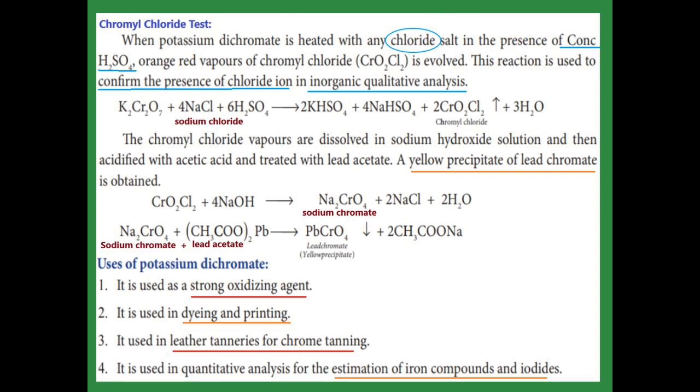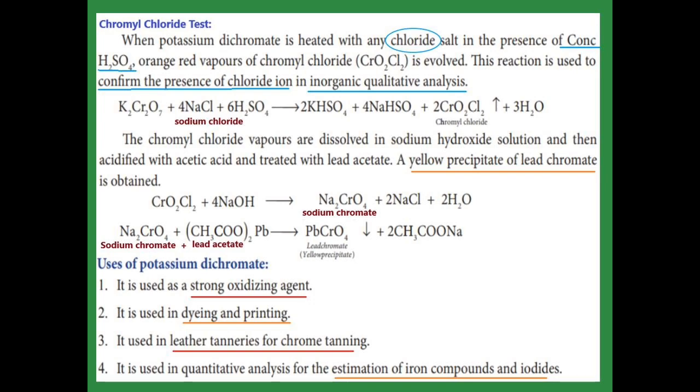Chromyl chloride test. This test is used to find out the chloride salt in inorganic qualitative analysis. We confirm the presence of chloride ion by this test. When potassium dichromate is added with any chloride salt, here we are going to take sodium chloride, along with concentrated sulfuric acid, it gives potassium bisulfate, that is KHSO4, sodium bisulfate NaHSO4, and chromyl chloride CrO2Cl2 and 3 moles of water. The color of the chromyl chloride is orange red vapor.